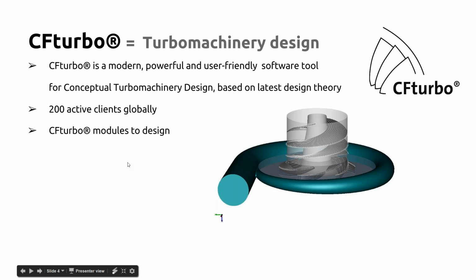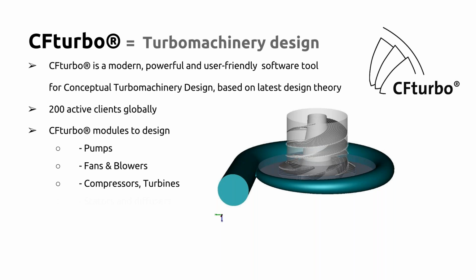In CFturbo, you have the choice between a couple of different modules. Those modules are those for the design of fan, compressor, pumps, turbine, impellers, both for axial as well as centrifugal machines.